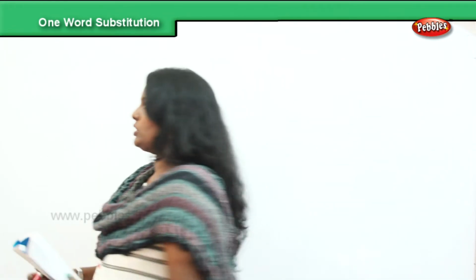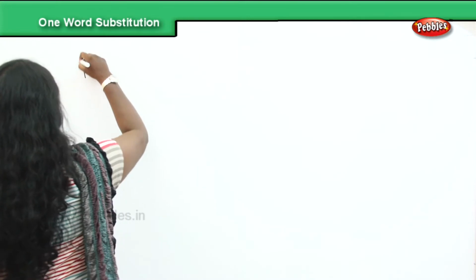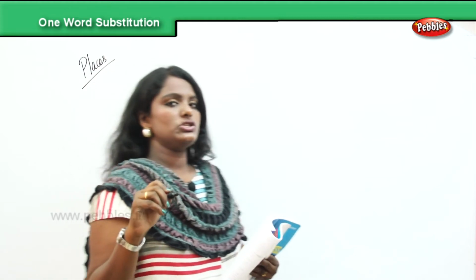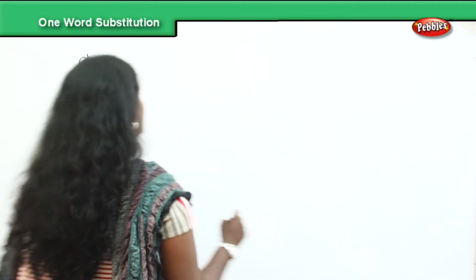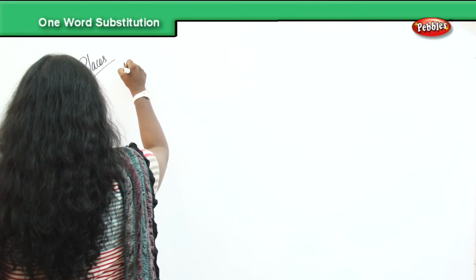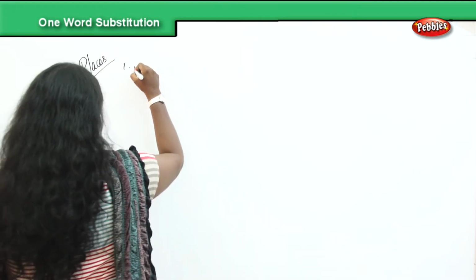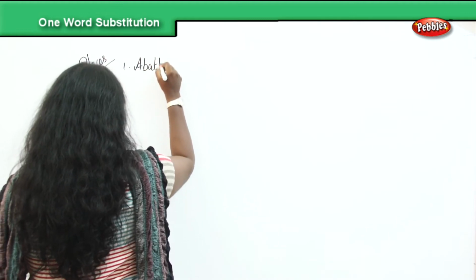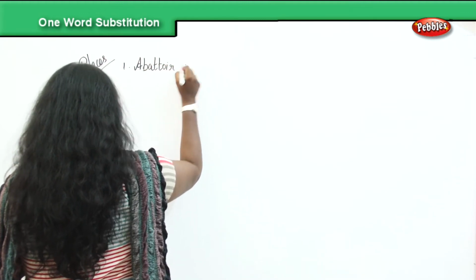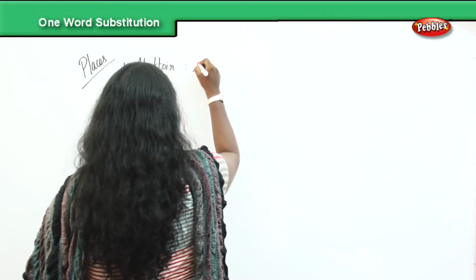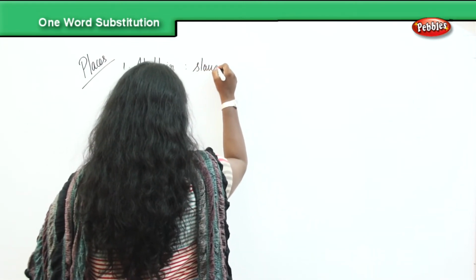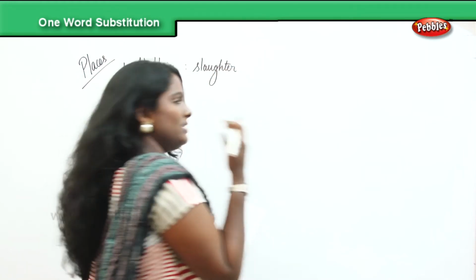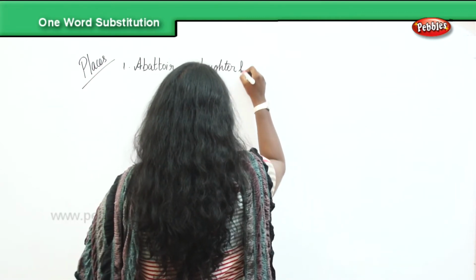We shall now move on to words related to places. We had seen words related to persons and related to objects. Now it is words related to places. Abattoir. Abattoir means a slaughterhouse. You know what's a slaughterhouse? A place that is used for killing of animals. A slaughterhouse.